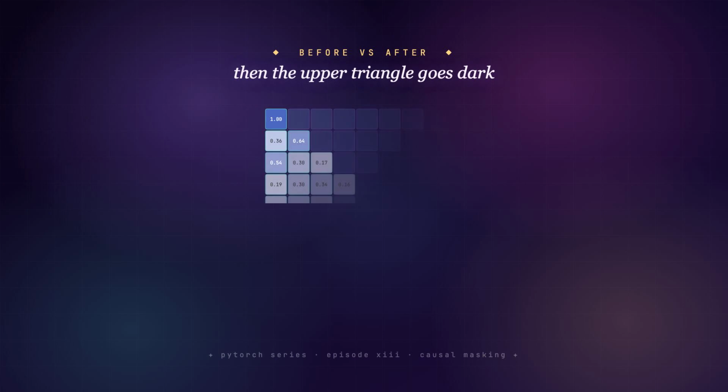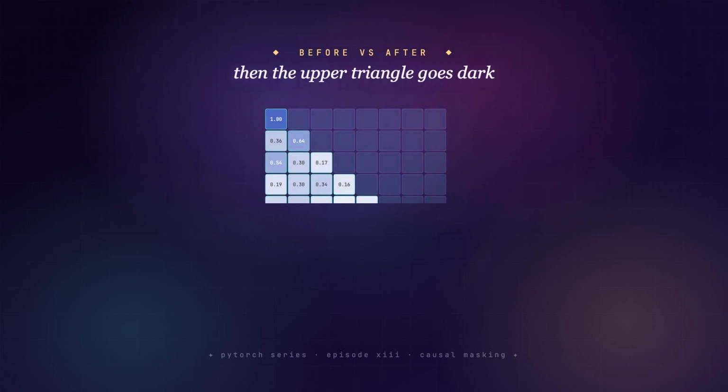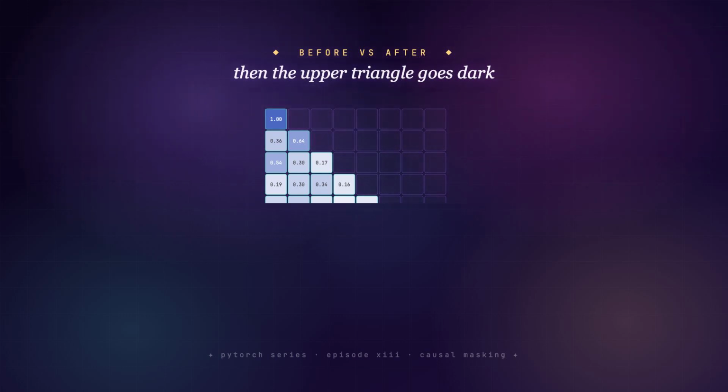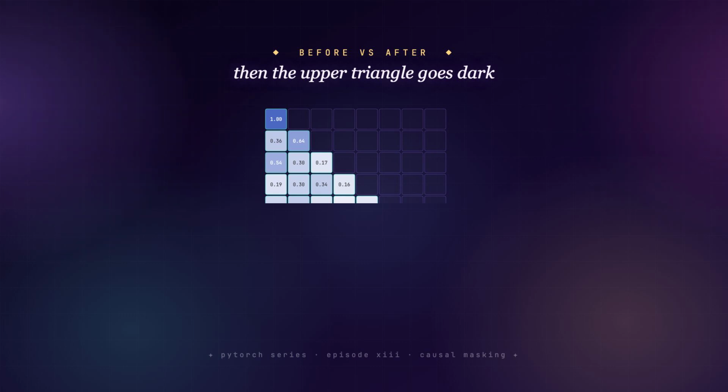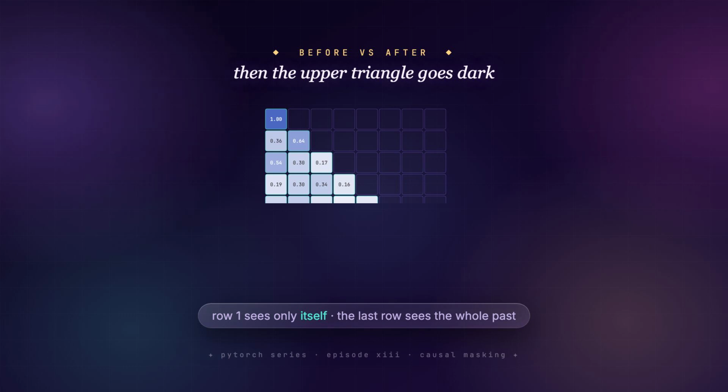So watch the before and after. Before the mask, a full 8x8 grid, every cell glowing, attention flowing in all directions. After, the entire upper triangle goes dark, pitch black, exactly 0, and only the lower left half stays lit. Row 1 can see only itself, row 2 sees itself and row 1. By the time you reach the bottom row, it can see the whole past, but never a single step ahead.